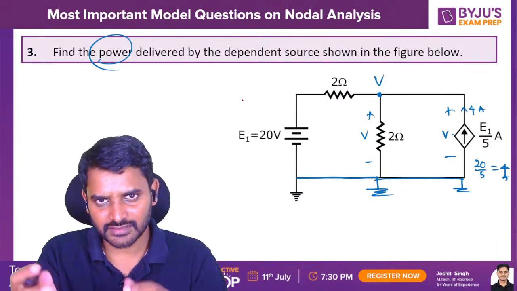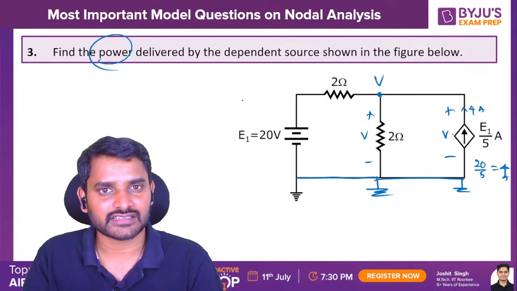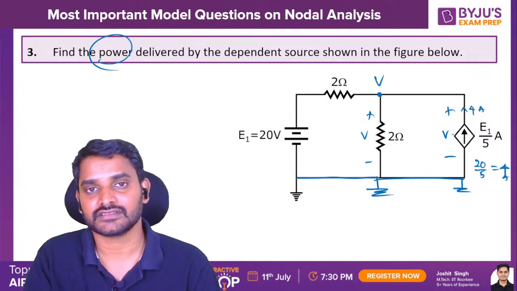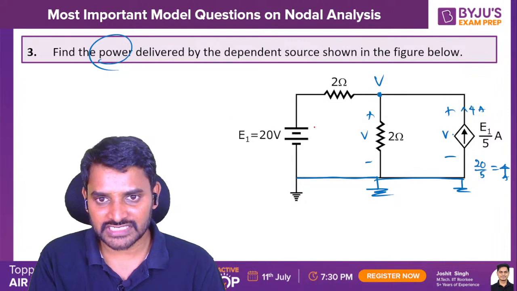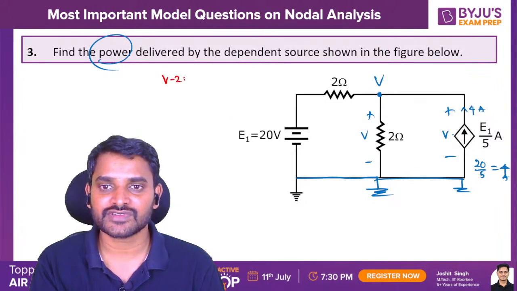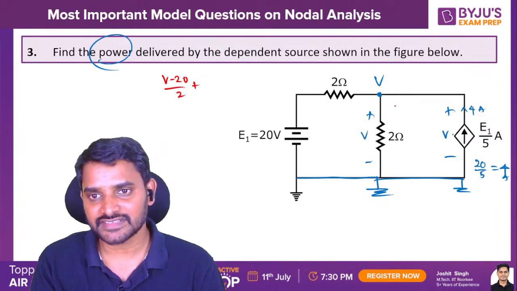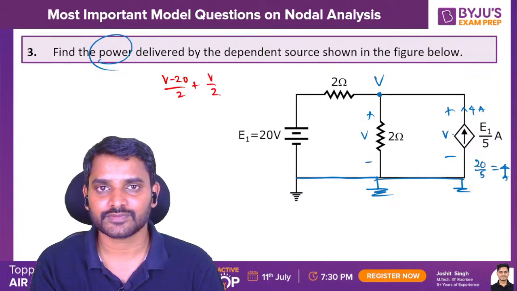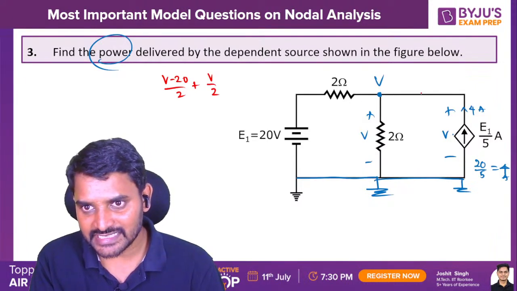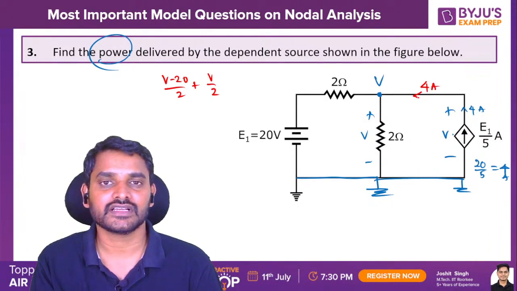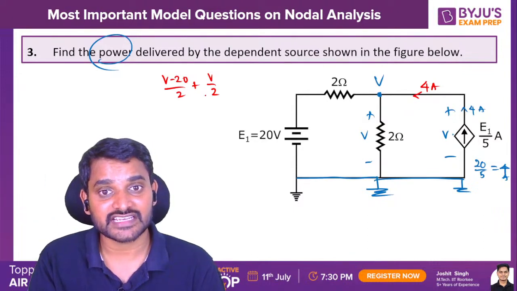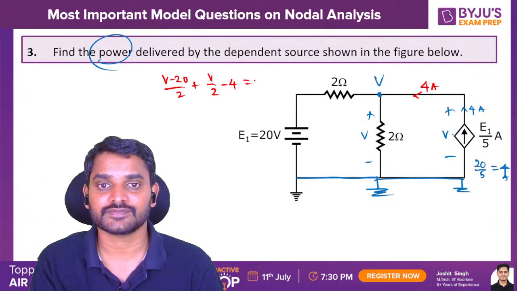V can be, I am not writing KCL and then converting into Ohm's law. Directly I am writing Ohm's law in the format: potential difference divided by resistance. So (V minus 20) divided by 2, plus potential difference divided by resistance, V by 2. And on this side, the current is entering directly, 4 amperes. Current is not leaving, current is entering. So I can take it as minus 4.